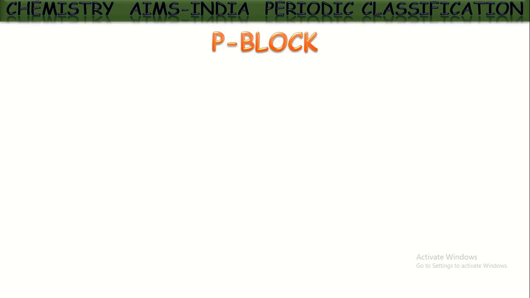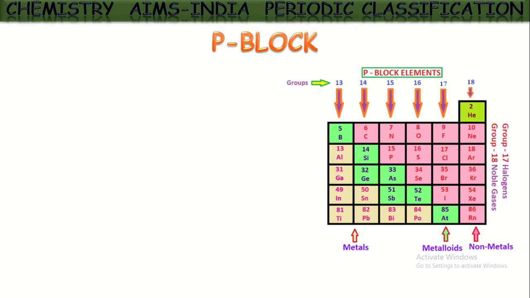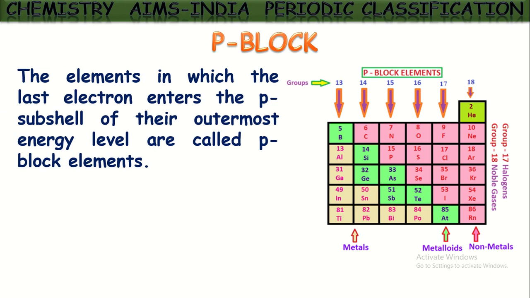Next, P block elements. So the extreme right side six columns of elements are called P block elements. That is third A, you can say 13th group or third A group elements, to 8th A or 0 group or noble gases. Till here, these all elements are considered as P block elements. Why are they called so? That is the reason here.